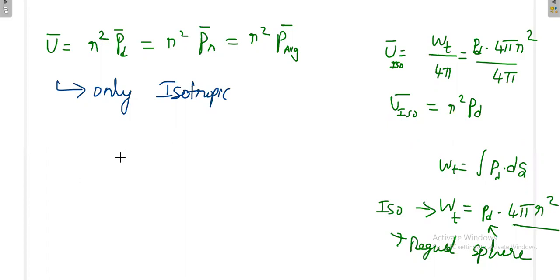Next property is directive gain, the gain of the antenna.